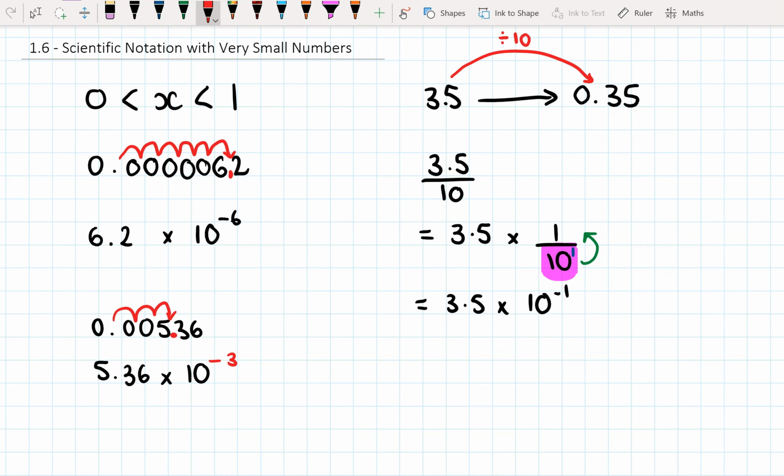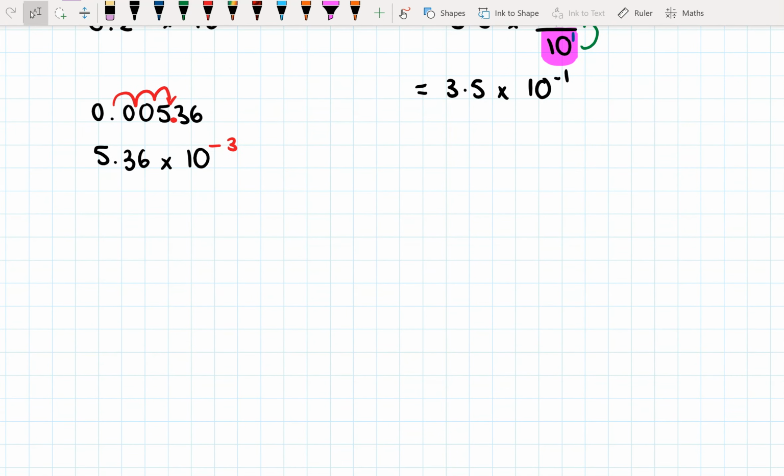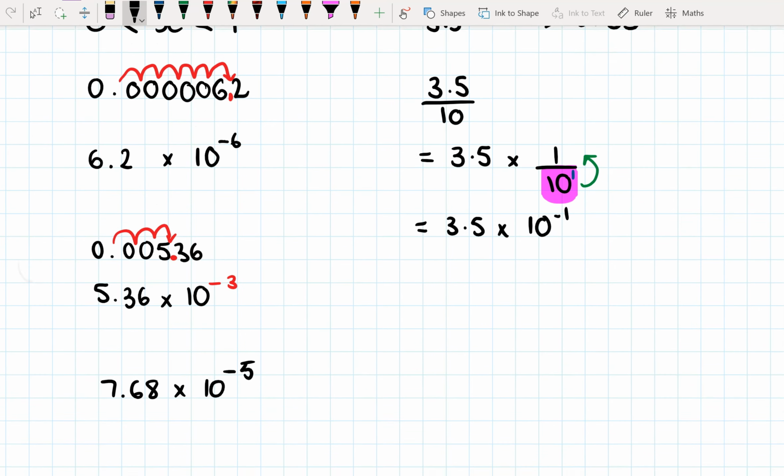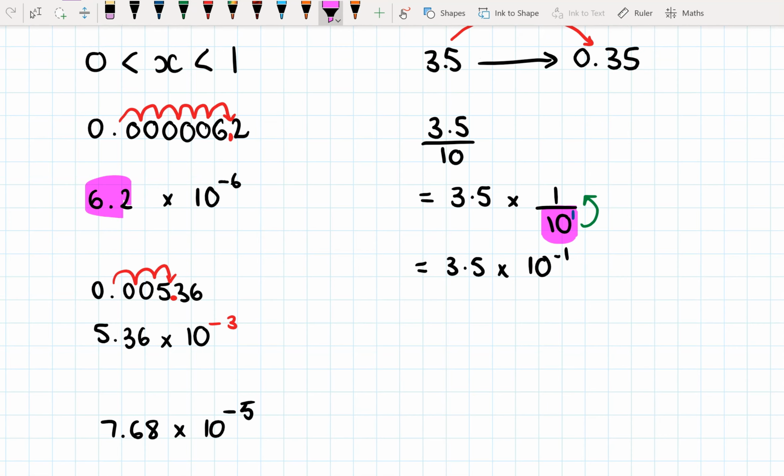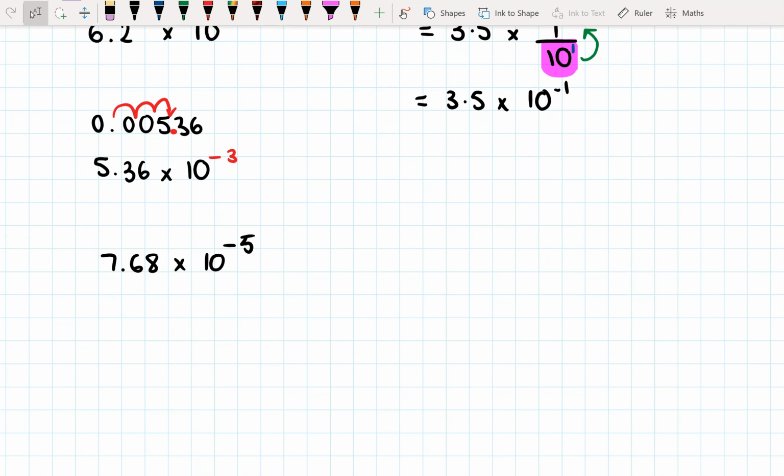All right, so this is how we write very small numbers with scientific notation. Now we also need to look at this the other way around. So if we have something in scientific notation, for example, 7.68 times 10 to the power of minus 5, how are we going to write this in standard notation? Now with small numbers you have to be a little bit more careful, because as you can see up here, the 6.2 here moved from the very end. So you need to make sure you leave yourself enough space to fit all the zeros in.